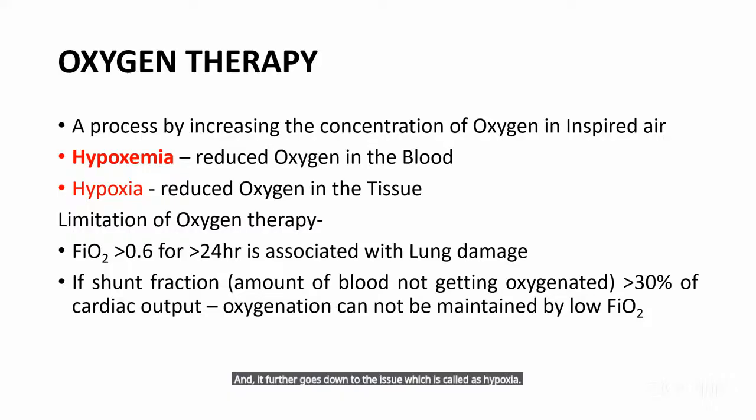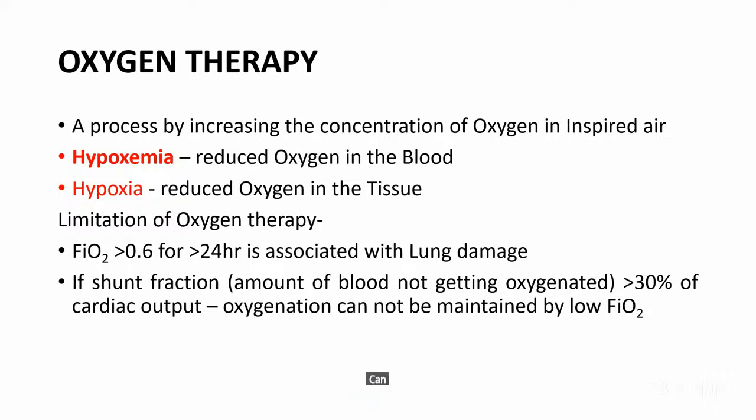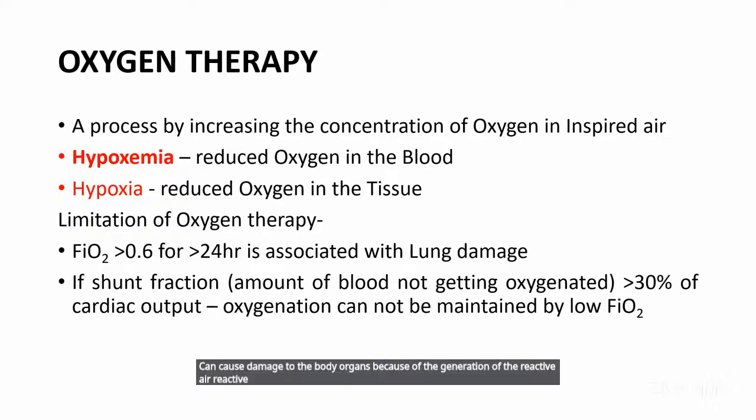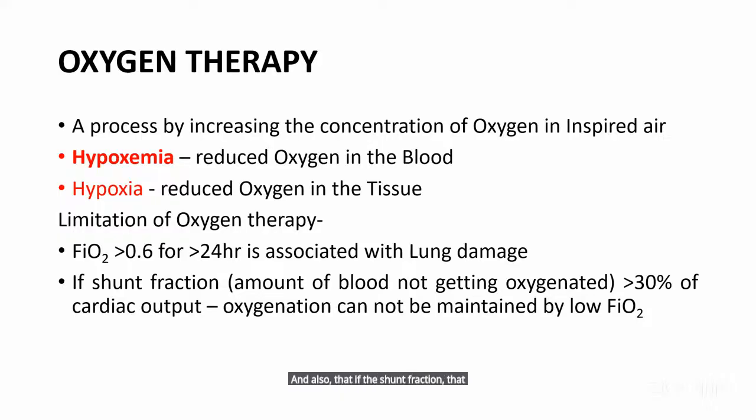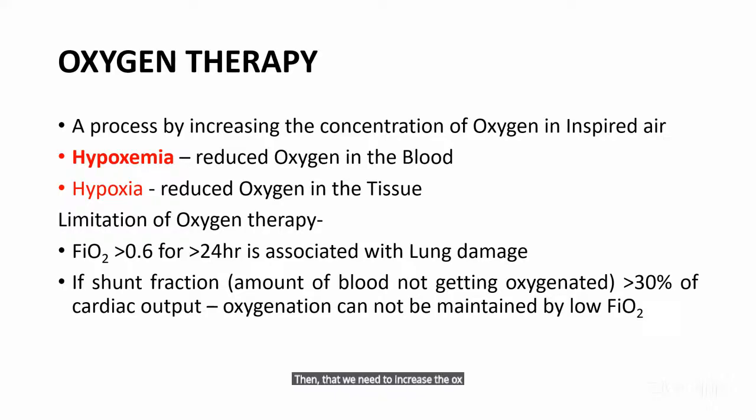We also know that increasing the FiO2 concentration to more than 0.6, that is about 60%, can cause damage to the body organs because of the generation of reactive oxygen species, which are harmful to the tissues. Also, if the shunt fraction, that is the amount of blood which is not getting oxygenated, the VQ mismatch, increases to more than 30% of the cardiac output, then we need to increase the oxygenation by increasing the fractional oxygen.